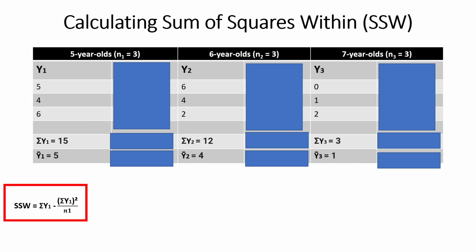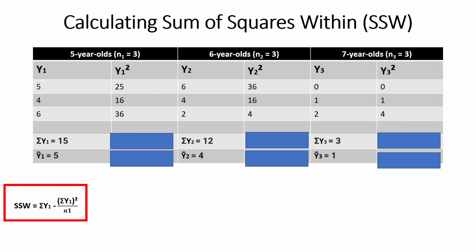Another thing we can do, because we're literally summing the squares within each group, is literally squaring these data points. So 5 squared is 25, 4 is 16, 6 becomes 36, and we can do this for every single group. Then we can add them up, and you'll see why in a little bit. By the way, the sum of all of the 5-year-olds' scores squared is not the same as this value over here.